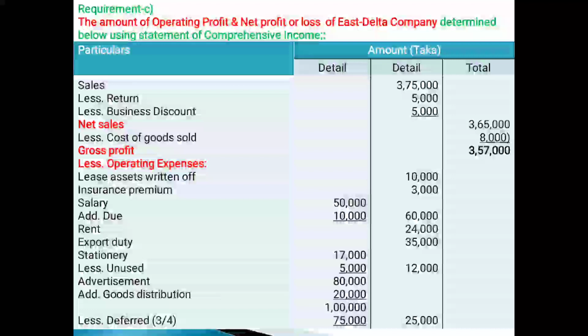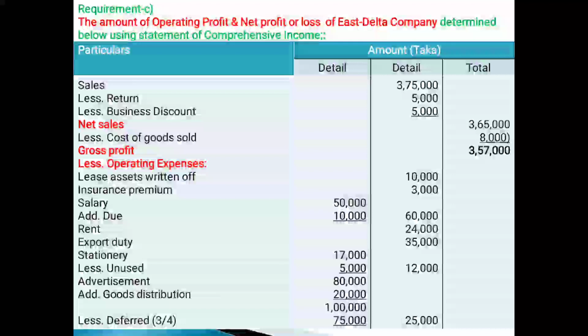Now less operating expenses. A huge amount of money is related to operating expenses in this creative question. At first we write lease assets written up, that is taka 2 lakh divided by 20, equal to taka 10,000, written in the middle column. Insurance premium from trial balance, taka 3,000, in the middle column. Salary taka 50,000 but 10 months paid, so 2 months due, that is taka 10,000 to be added with salary, and total salary 60,000 is written in the middle column.